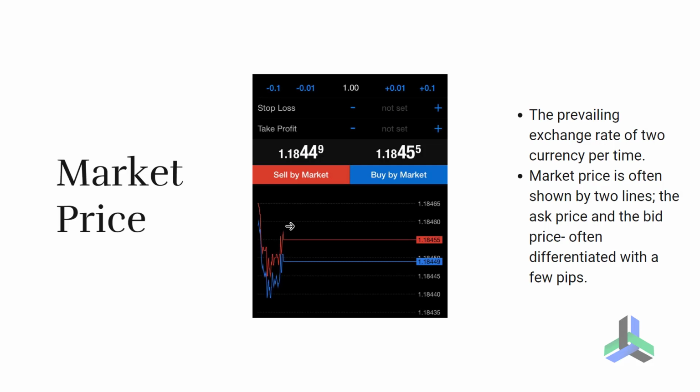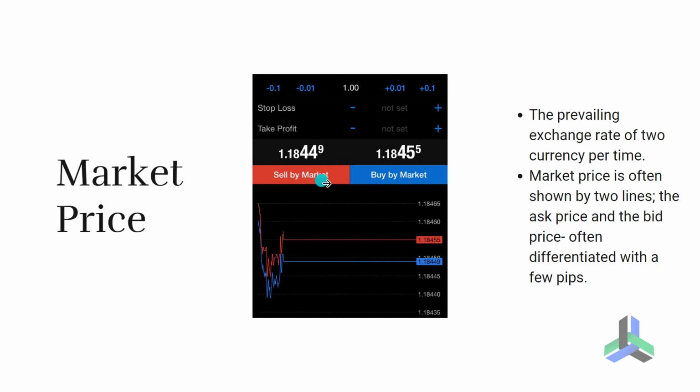Market price. The prevailing exchange rate of two currencies per time is what we call market price. Market price is often shown by two lines, the ask price and the bid price, often differentiated by a few pips. Okay, so look at this. You can see these two prices here. One is the ask price and one is the bid price. So differentiated by a few pips. Sometimes it could be less than a pip, understand? So that is the market price per time.